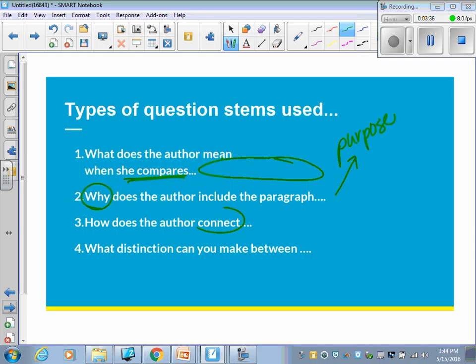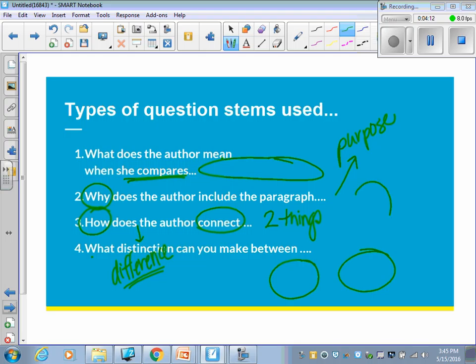How does the author connect? And again, two things. You should be looking for those two things that are being compared and make sure you're answering the question that's being asked of how. And what distinction or what difference? And while that sounds like they're not being compared, they're being contrasted, but when you are contrasting two things or finding the difference or the distinction you can make between, they're going to give you two things, and you're going to be able to tell the difference.